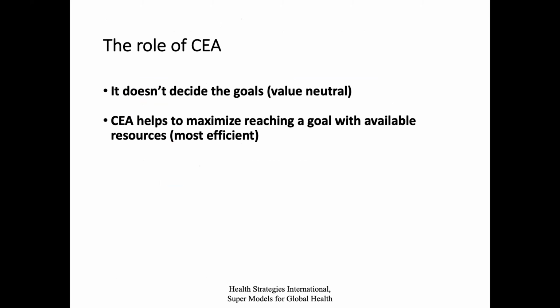Important to remember about CEA, it does not decide goals. It is value neutral. It doesn't tell us what we're aiming for. It helps us get to where we're aiming for. Usually in health, what we're looking for is minimizing deaths, maximizing years of life, minimizing morbidity, and a metric which I'll talk about in a little bit is maximizing quality adjusted life years, which puts that all together. If that's your goal, then CEA can help to reach that goal, again, with available resources. In other words, it helps us decide what's the most efficient way to get to the goal that we've decided on.